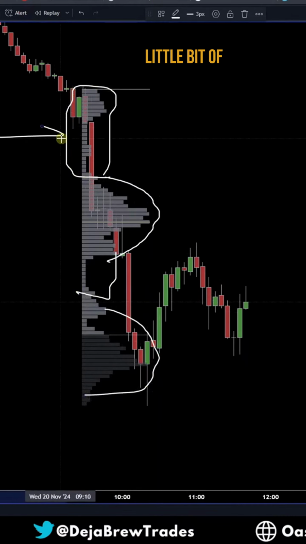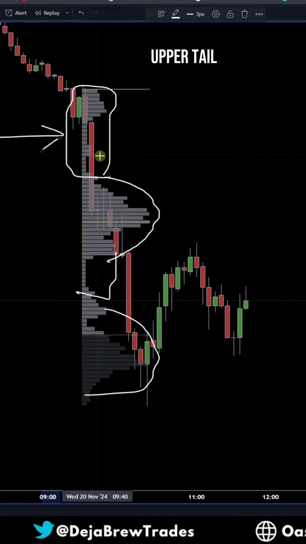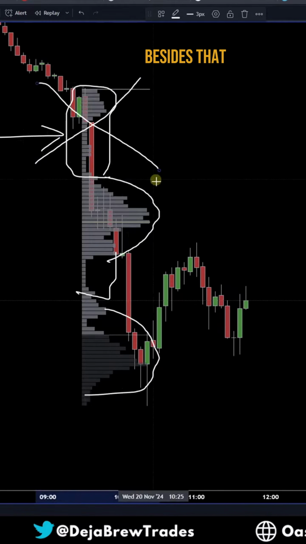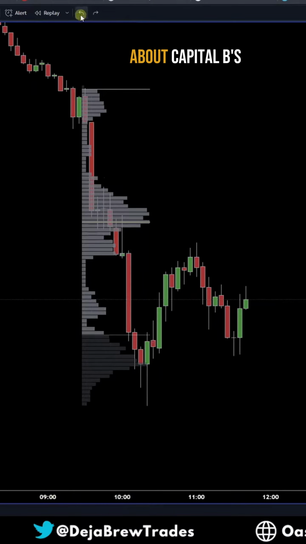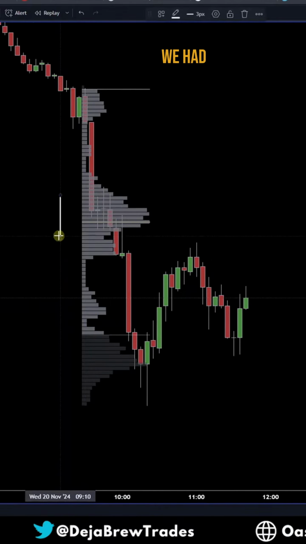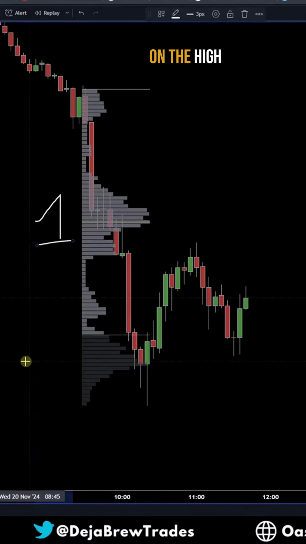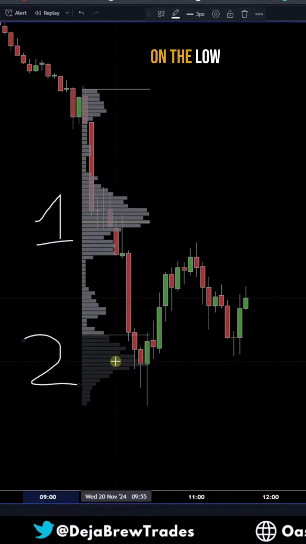So there's a little bit of a discrepancy on the upper tail there. But besides that, it's a pretty much perfect capital B on the cash profile. So what we know about capital Bs is you have two major nodes. They're also known as a double distribution. In this case, we had the first node on the high, the second node on the low.